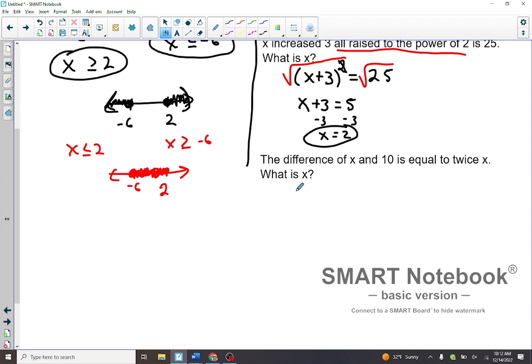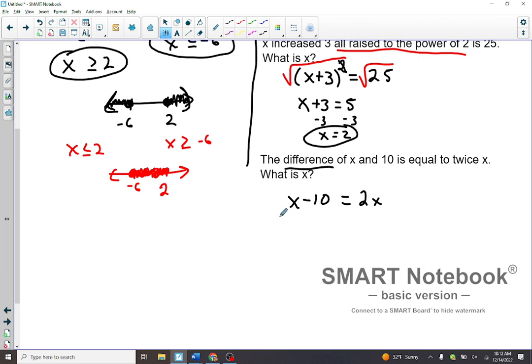Why do I subtract? Difference is, when they check it out, I understand the wording. What does difference mean in terms of math? Minus. So the difference of x and 10, so x minus 10, is equal to twice x. How would I write twice x? 2x.